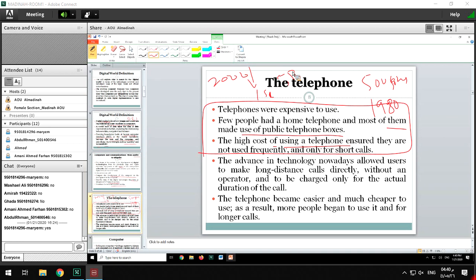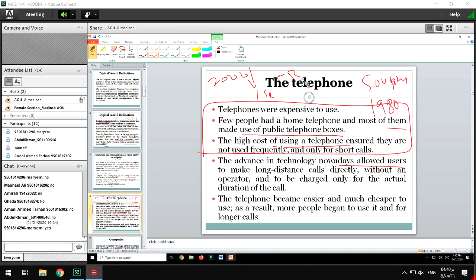Okay, in the late 1990s, 2000, the advanced technology allowed users to make long distance calls directly without an operator and to be charged only for the actual duration of the call. The telephone became easier and much cheaper to use. As a result, more people began to use it and for long calls.